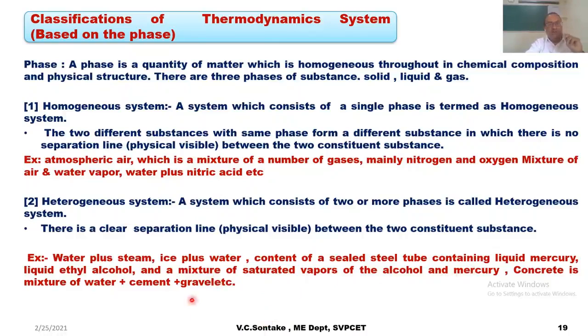Concrete is a heterogeneous mixture of water plus cement plus gravel. Water plus cement is a homogeneous mixture, and this homogeneous mixture will form a heterogeneous mixture with gravel.